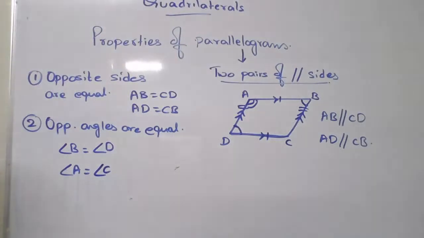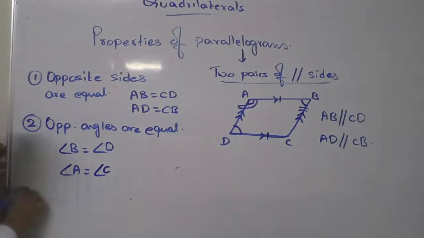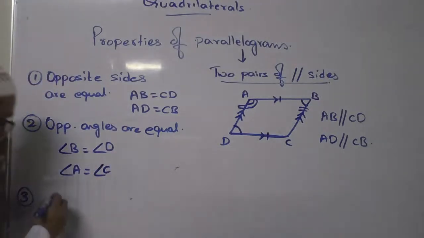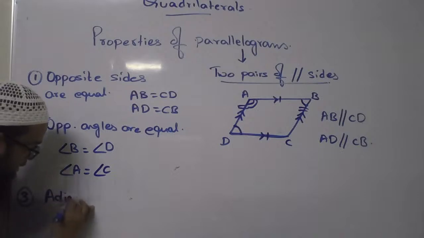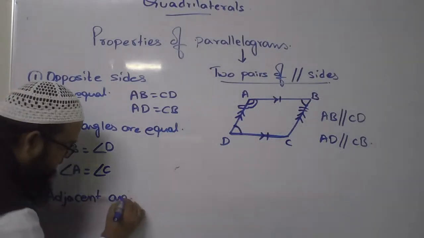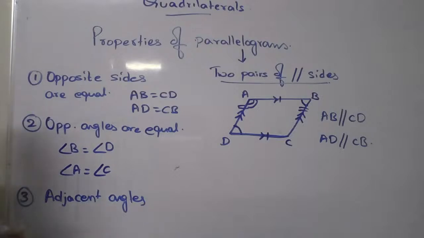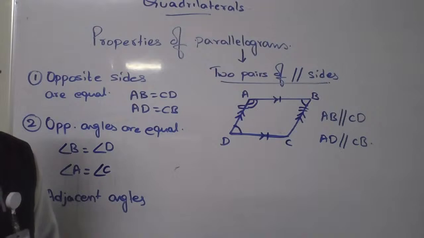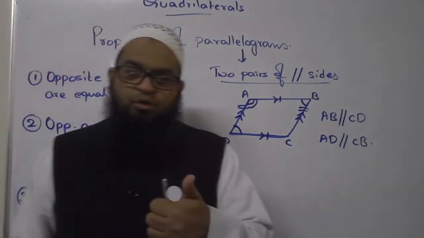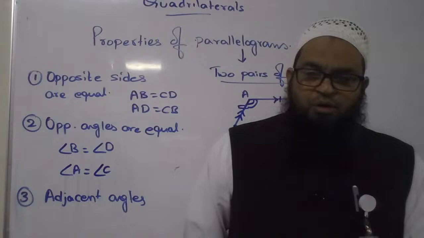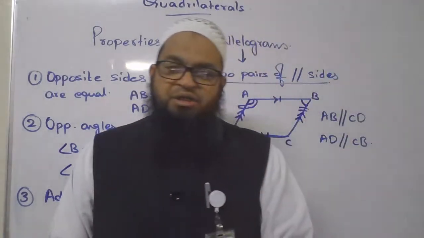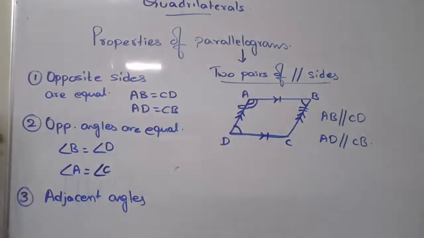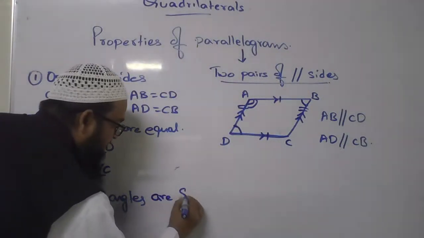Good. So now let us go to the third one. So about angles, opposite angles are equal. Now, what is the next property? It is about adjacent angles. Can anybody tell me what do you say about adjacent angles? Please don't use Google or ChatGPT or anything. Try to recall what your teachers have taught you. So, very good. Adjacent angles are supplementary.